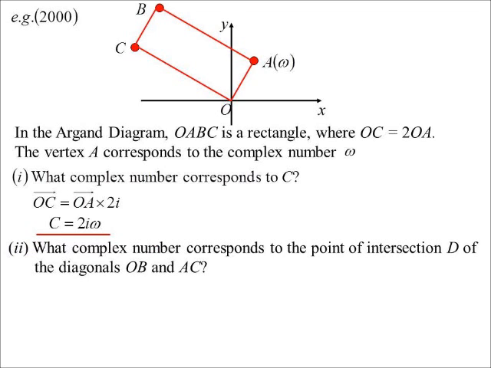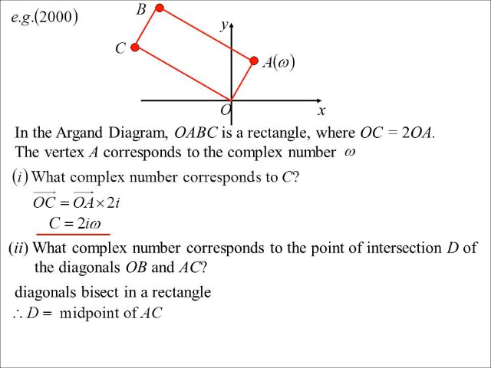What complex number corresponds to the point of intersection D of the diagonals OB and AC? Okay. We know diagonals in a rectangle will bisect each other. So this point that we're talking about, I could think of it either as the midpoint of AC or the midpoint of OB. Either way, it should come up with the same answer. So I'm going to say it's the midpoint of AC, because to do OB, I'd have to know what B is. And at this stage, I don't know what B is.